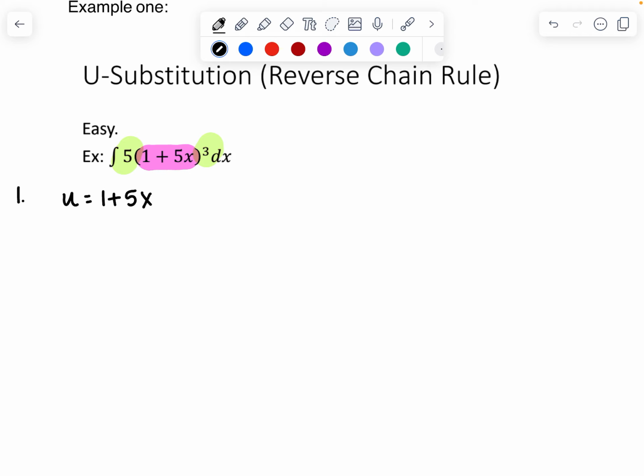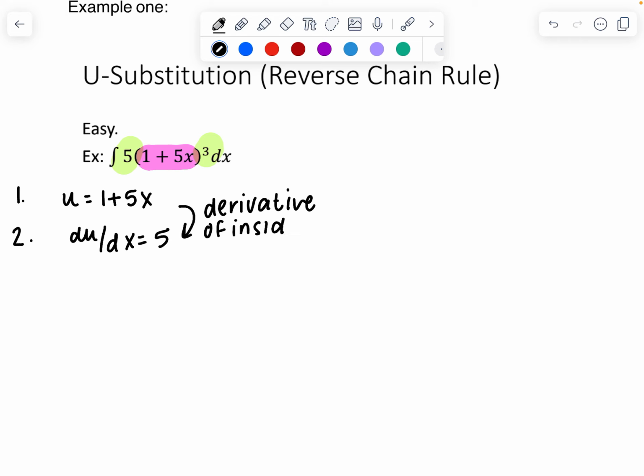Then I'm going to take the derivative of this. So du/dx equals the derivative of this, which is 5. So I have taken the derivative of that. Now this next part is going to be kind of weird. I'm just going to write a note: I took the derivative of my inside function. Derivative of inside. That was my step 2.